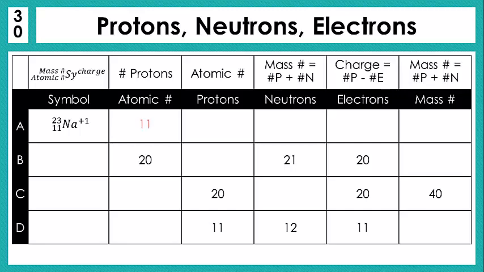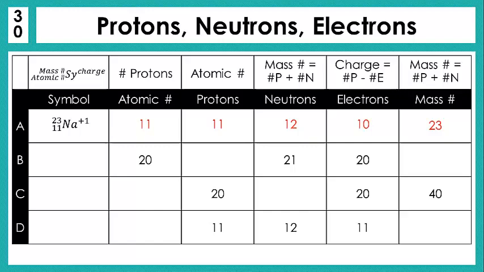So for my first one, my atomic number is 11, which means 11 protons. My mass number is 23. So to figure out the number of neutrons, I've got to take 23 minus 11 protons, which leaves me with 12 neutrons. The charge on this is +1, meaning there must be one more proton than electron.